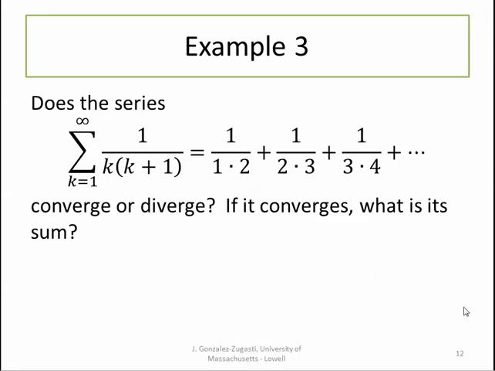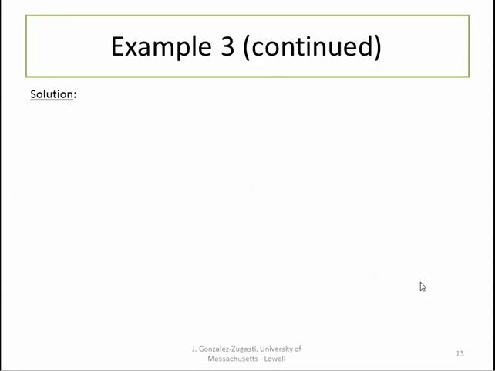So now let's look at the series: the sum as k goes from 1 to infinity of 1 over k times k plus 1, which looks like 1 over 1 times 2, plus 1 over 2 times 3, plus 1 over 3 times 4. And I want to know, does this series converge or diverge? And if it converges, what's its sum? So here we go. We look at our sequence of partial sums. Before we do that, let's do a little trick. Let's take this and, using partial fractions, rewrite it as 1 over k minus 1 over k plus 1. It's worth it to stop and look at things before you start charging ahead.